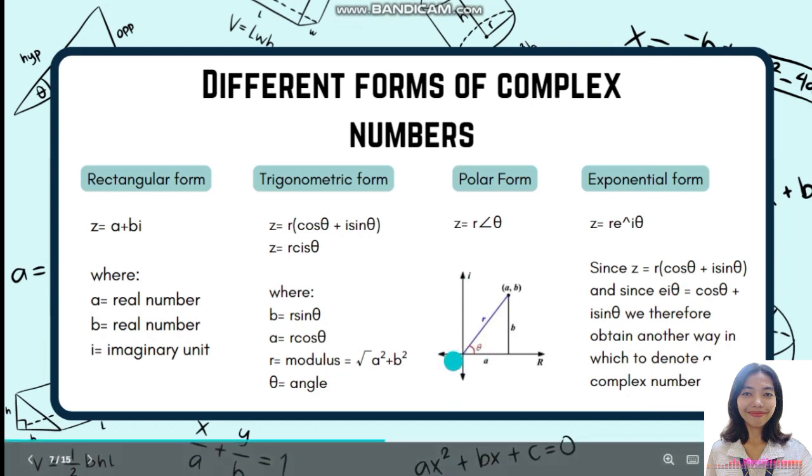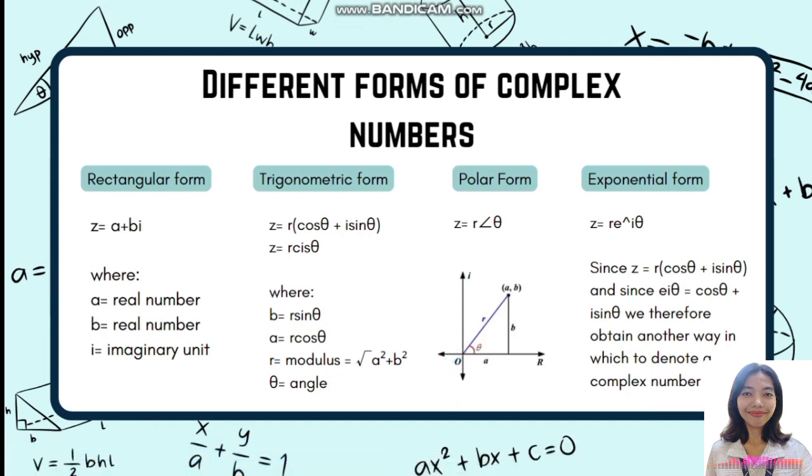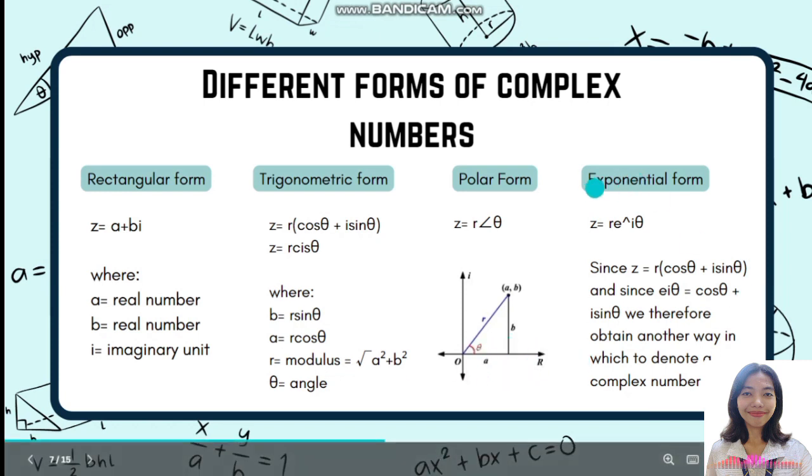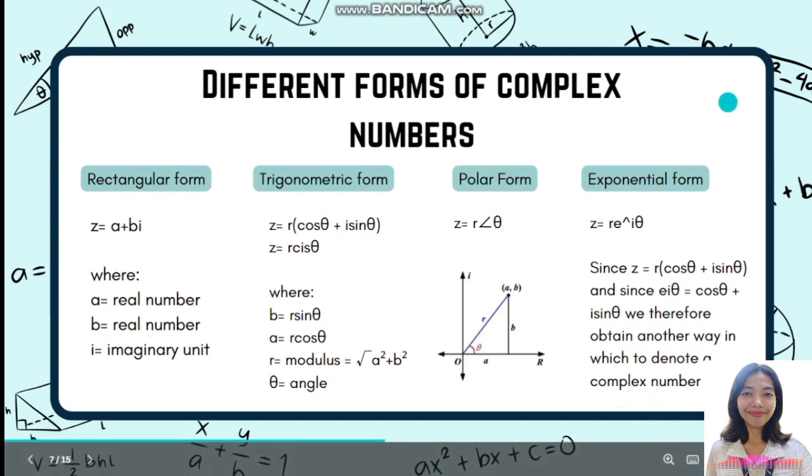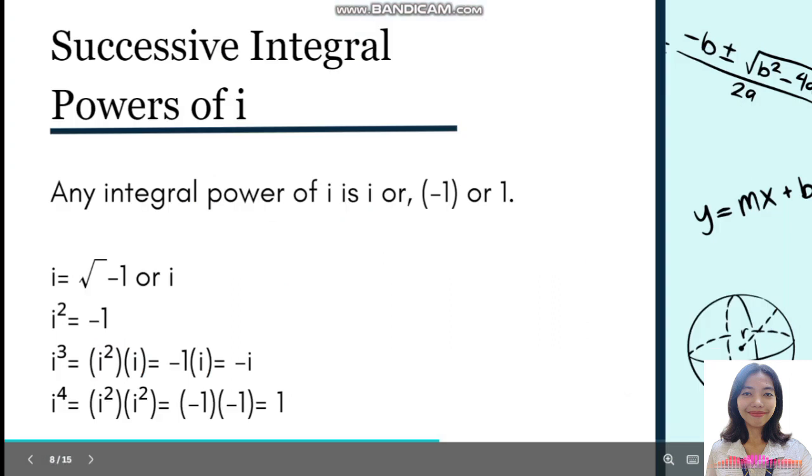And then the x-axis of an Argand plane is where the real numbers are found. In exponential form, we have z is equal to r e raised to i theta. Since z is equal to r times cosine theta plus i sin theta, and since e raised to i theta is equal to cosine theta plus i sin theta, guys, I'm sorry for the typo, we therefore obtain another way in which to denote a complex number.